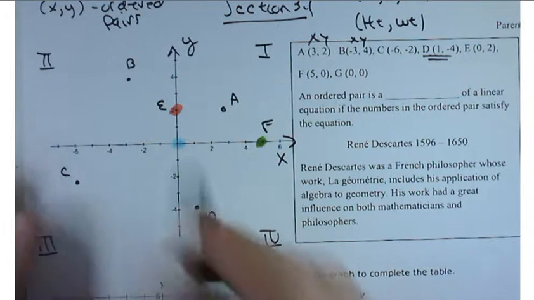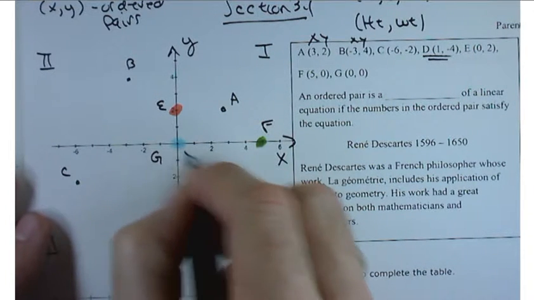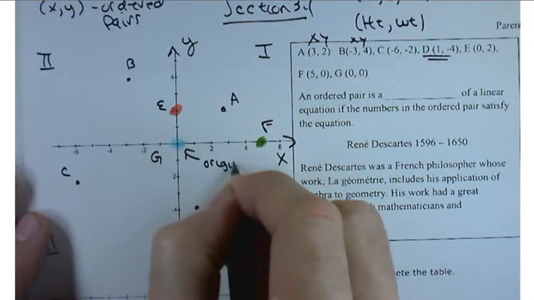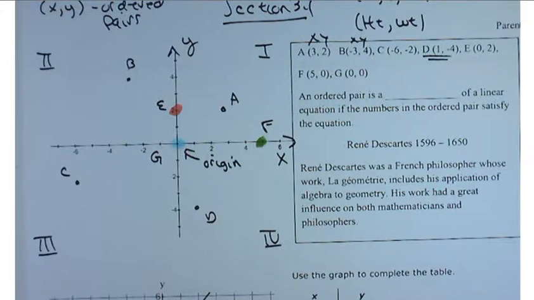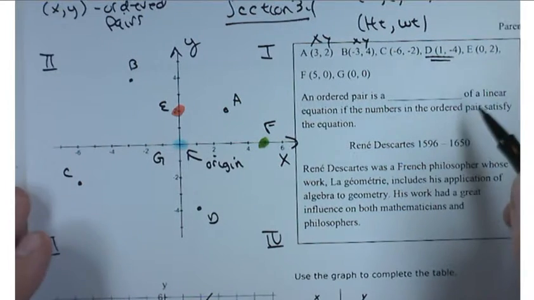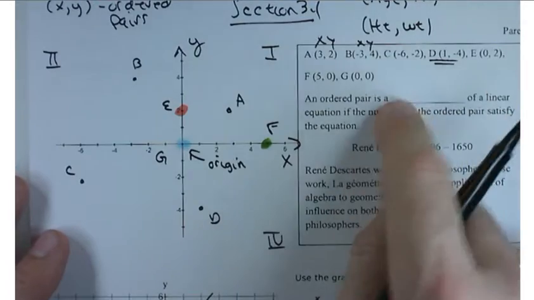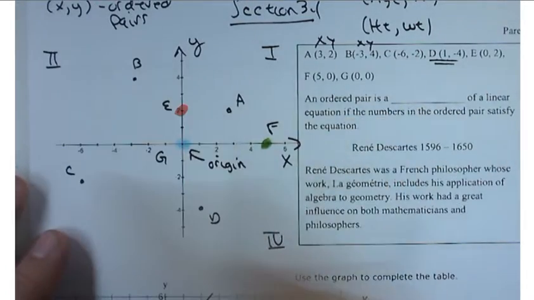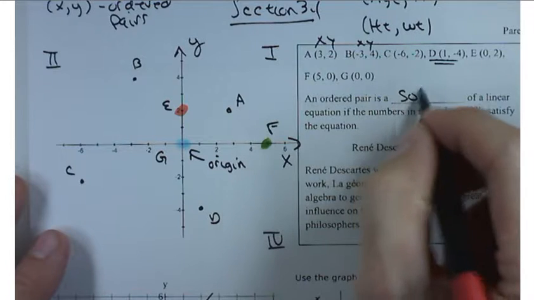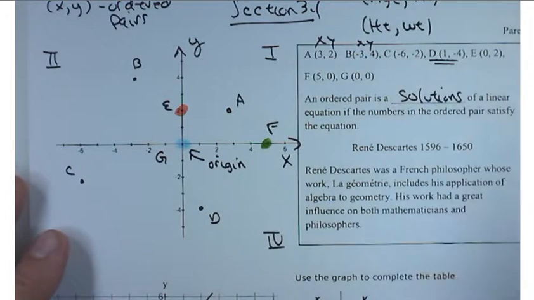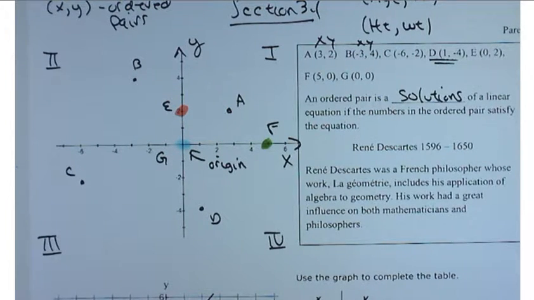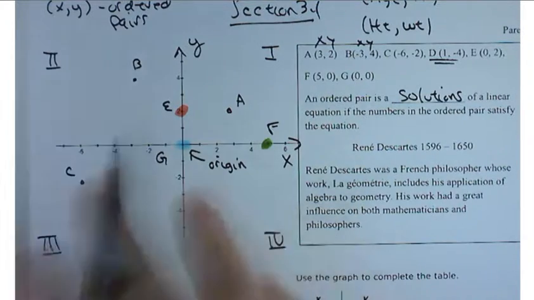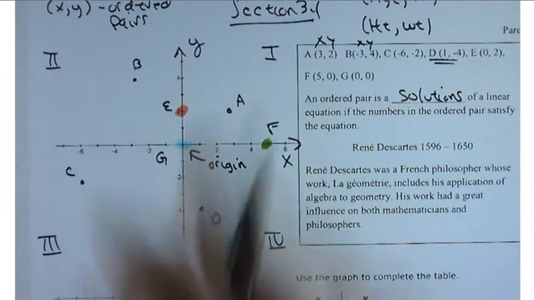G has a special name. Does anyone know what it's called? The origin. So the point 0, 0 is called the origin. Now we'll see this again later, but just fill this in now. These ordered pairs are solutions of a linear equation. So, all right. Our goal right now is to get comfortable with these pairs of points and what they represent.